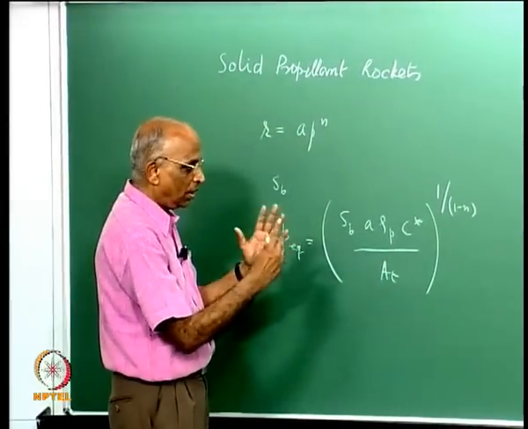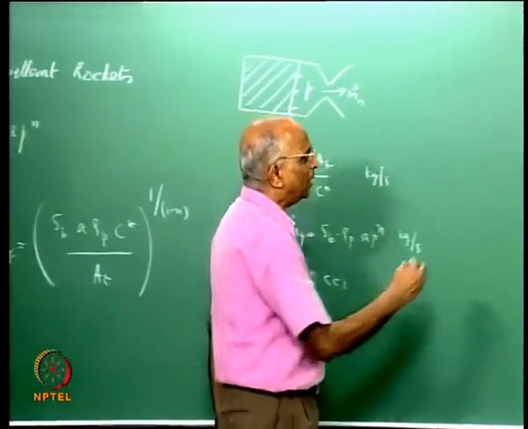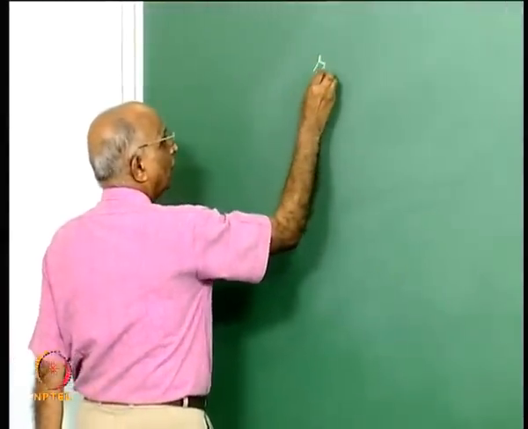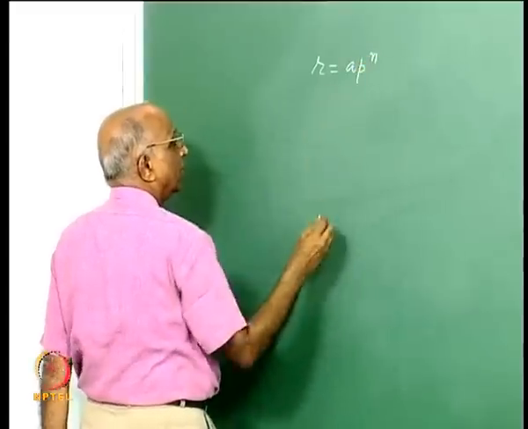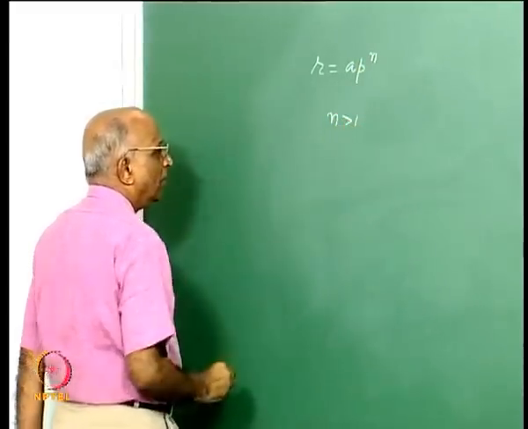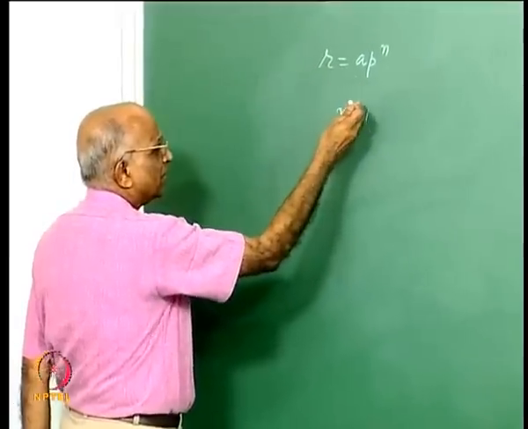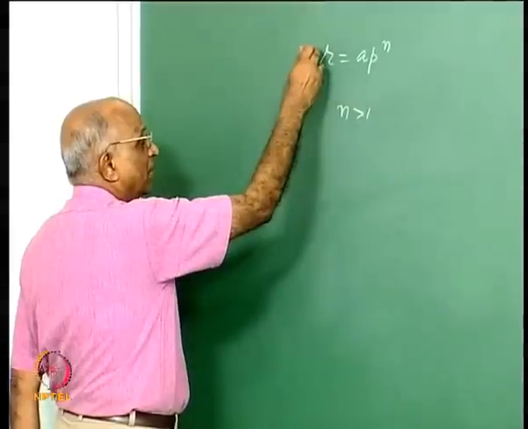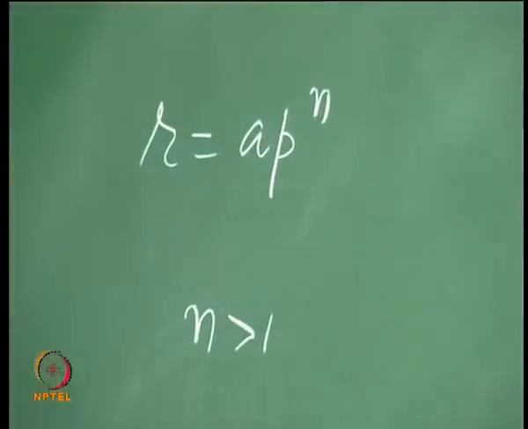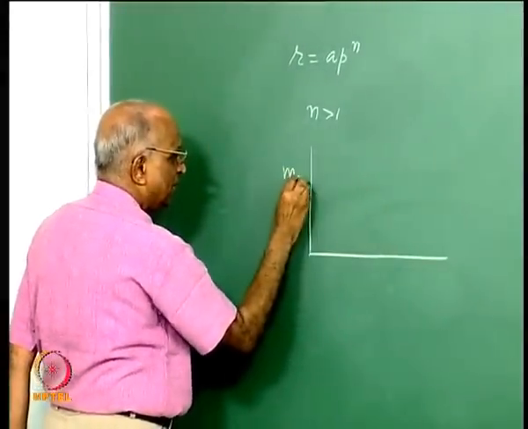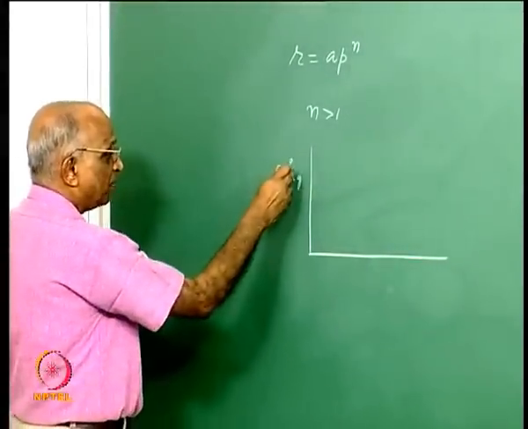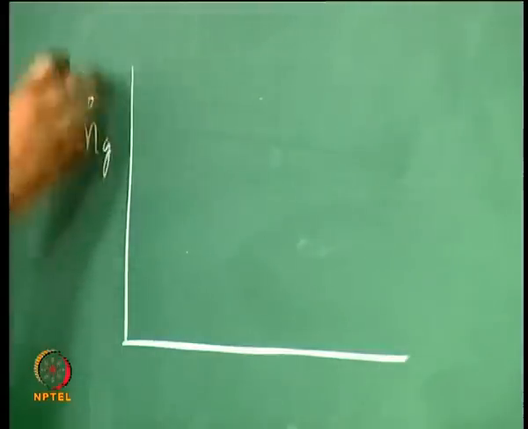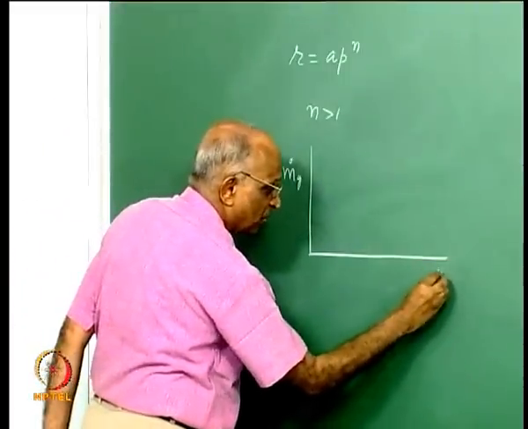But we also learned to look at it graphically. And what did we tell at that point in time? When we have n in the burn rate equation, r equals a p to the power n, if n is greater than 1, how does the burn rate law change as pressure changes? Given a burning surface area and a given density of propellant, we can plot the rate at which mass gets generated due to burning. Mass generation depends on the burning surface area into the density of the propellant into the burn rate law. We want to plot it as a function of pressure.